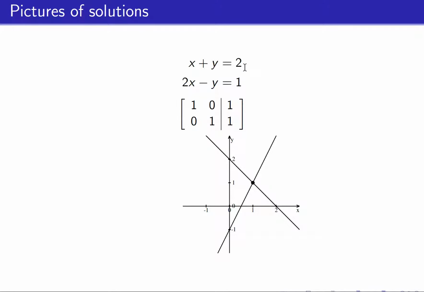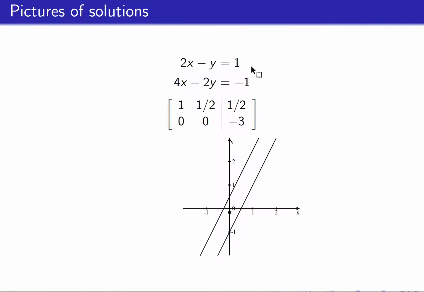Here I've done the row operations necessary, and in the end we end up with this matrix, and this reads x equals 1, this reads y equals 1, and indeed (1, 1) is the unique solution. There's one solution to this system here.